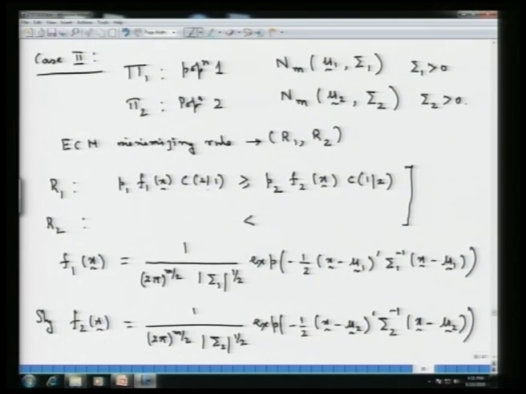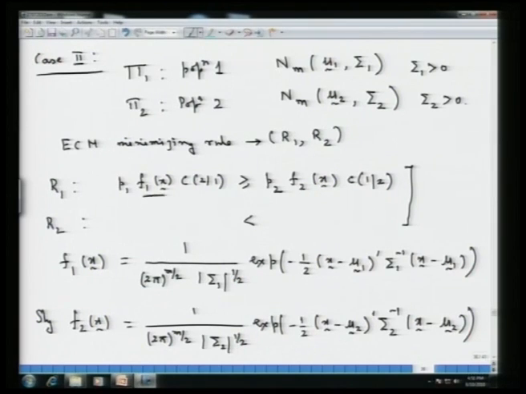So, once again we look at what this region leads us to. After simplification, by plugging in the value of f1 of x as given by this expression and f2 of x as given by this expression, finally what we get is the following: on R1 we will have the expression equal to minus half times x transpose sigma 1 inverse minus sigma 2 inverse.